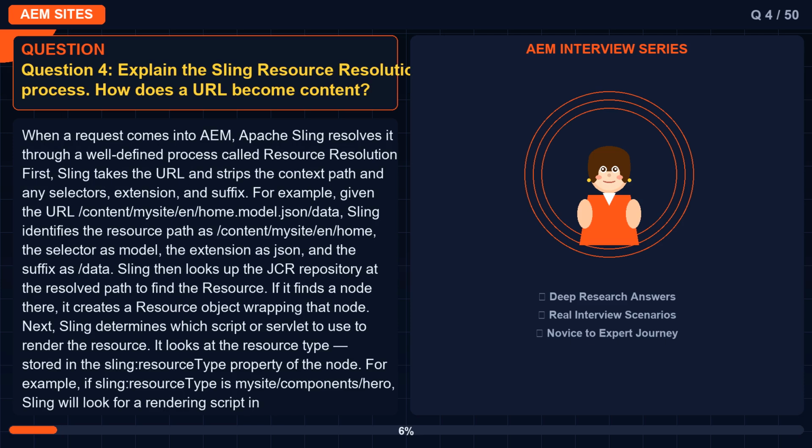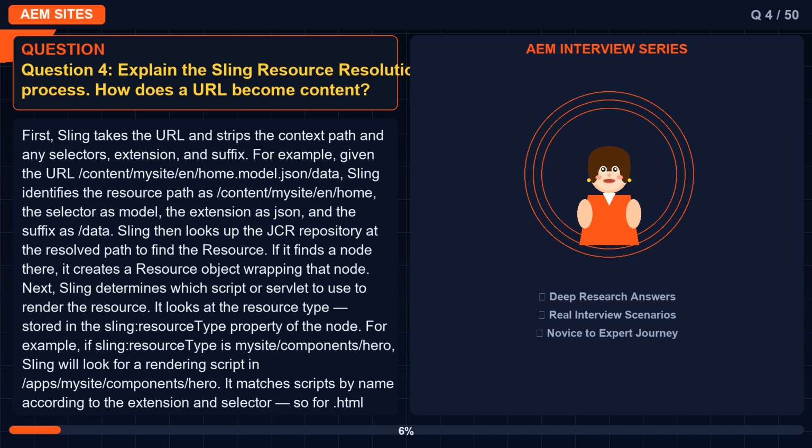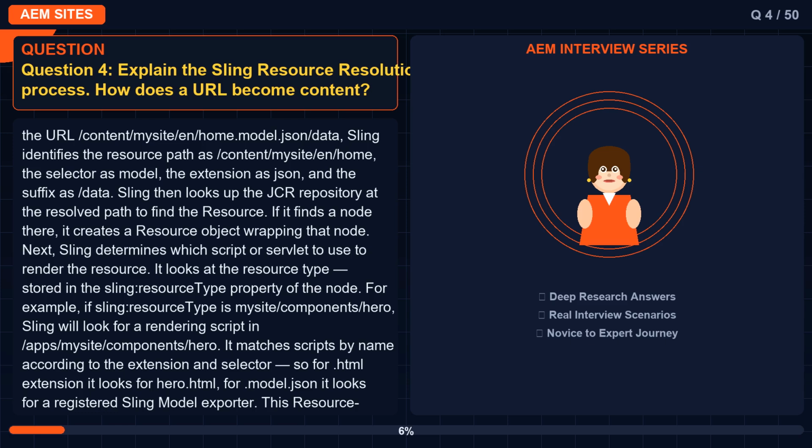Question 4. Explain the Sling resource resolution process. How does a URL become content? When a request comes into AEM, Apache Sling resolves it through a well-defined process called resource resolution. First, Sling takes the URL and strips the context path and any selectors, extension, and suffix. For example, given the URL /content/mysite/en/home.model.json/data, Sling identifies the resource path as /content/mysite/en/home, the selector as model, the extension as JSON, and the suffix as /data. Sling then looks up the JCR repository at the resolved path to find the resource. If it finds a node there, it creates a resource object wrapping that node.